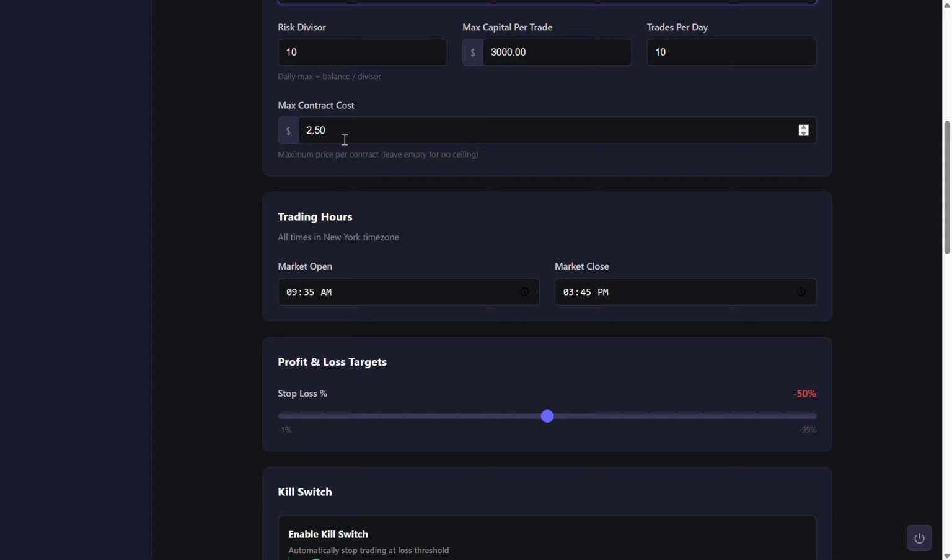And just a reminder, we trade options, so multiply this by 100. So a max contract cost of 2.50 is actually going to be $250 per contract. Okay. So just keep this in mind, they all play together. All right. So if you have a $1,000 account, risk divisor of 10, that means we want to trade up to $100 per contract. So you have $100, but you have this set at $250. It will never take a $250 trade, because your max price that you're willing to trade with is $100. Okay, and the same here.